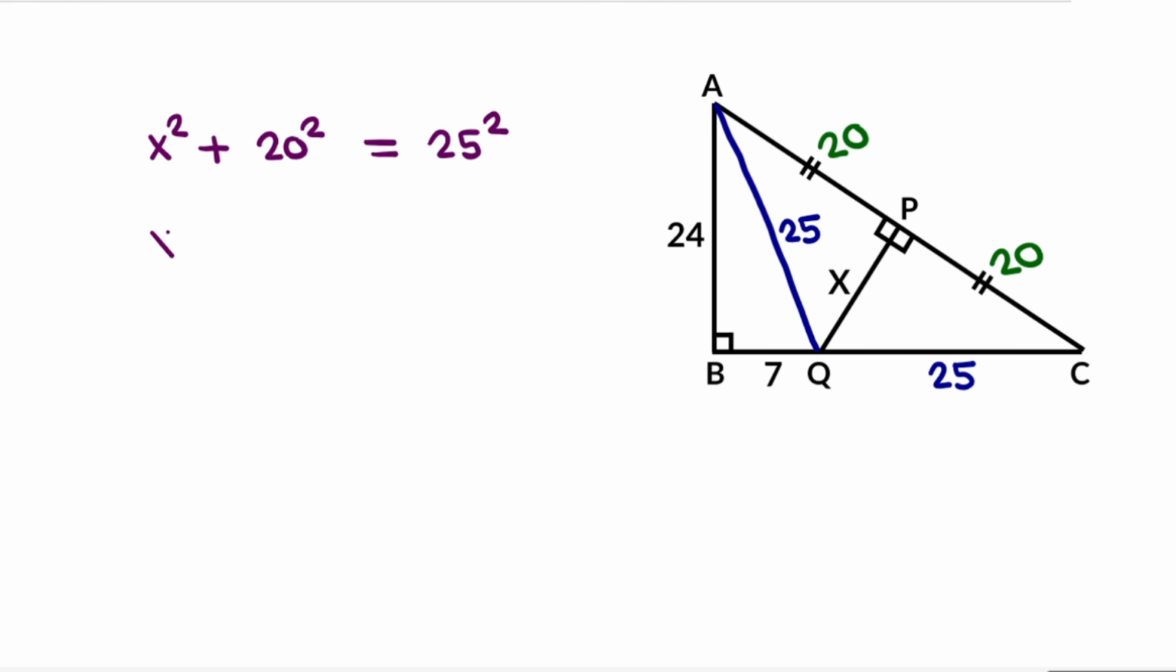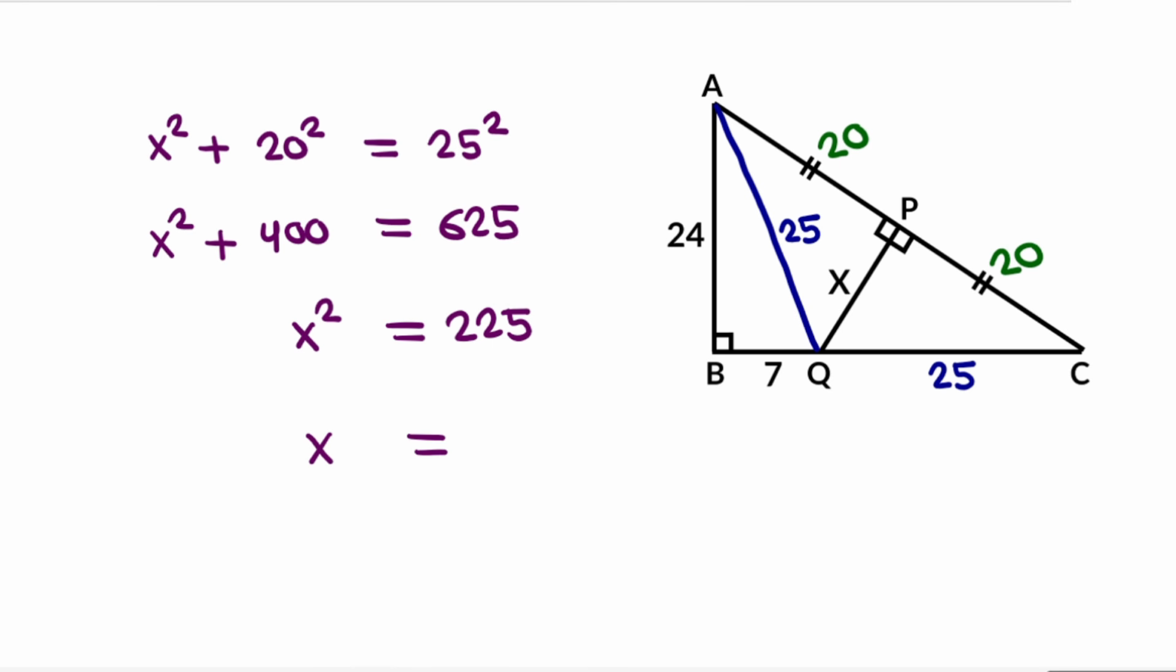That means X squared plus 400 equals 625. Subtract 400 from both sides, and we get X squared equals 225. Take the square root, and we finally get X equals 15. So the exact length of the perpendicular is 15 units.